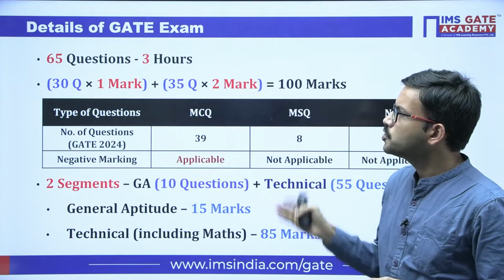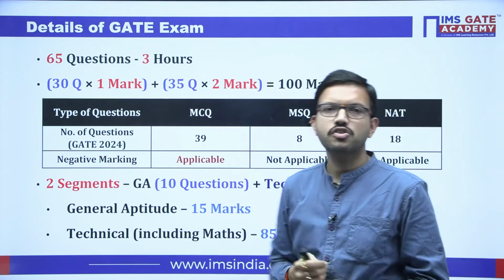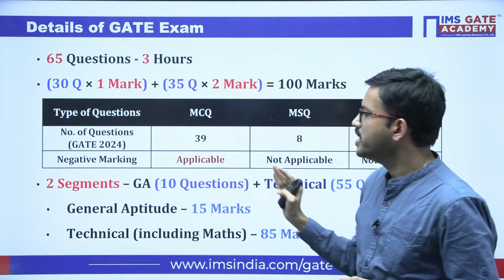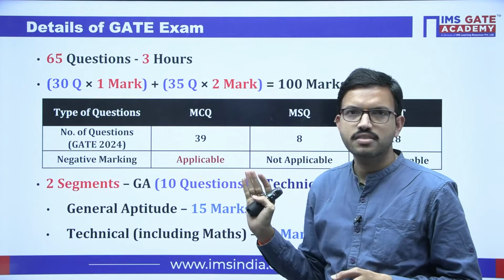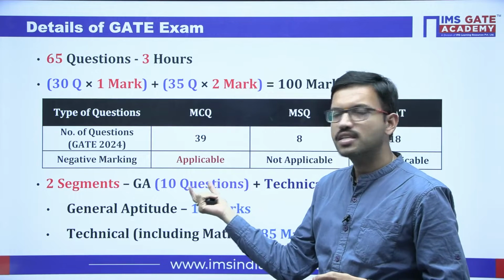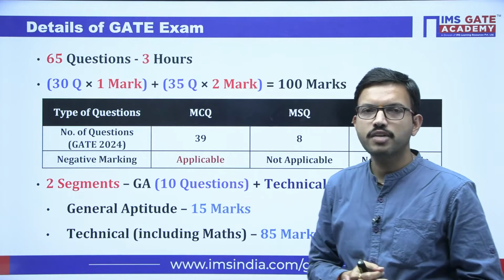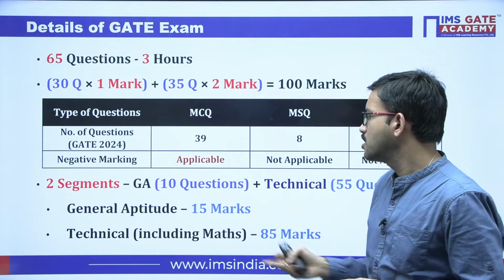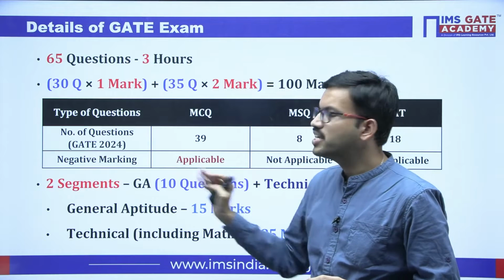In the GATE exam, whatever 65 questions you have, you basically have 2 segments. One segment is GA, general aptitude. There you will have 10 questions, out of which 5 questions are of 1 mark and the other 5 questions are of 2 marks. Together you get 15 marks from general aptitude.